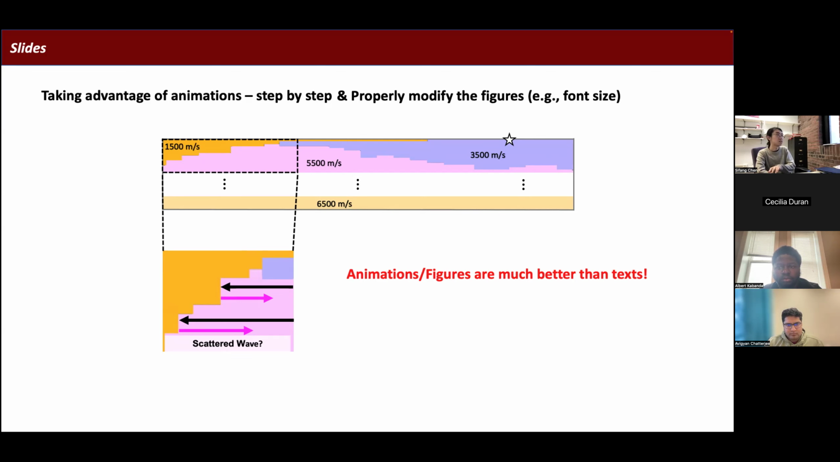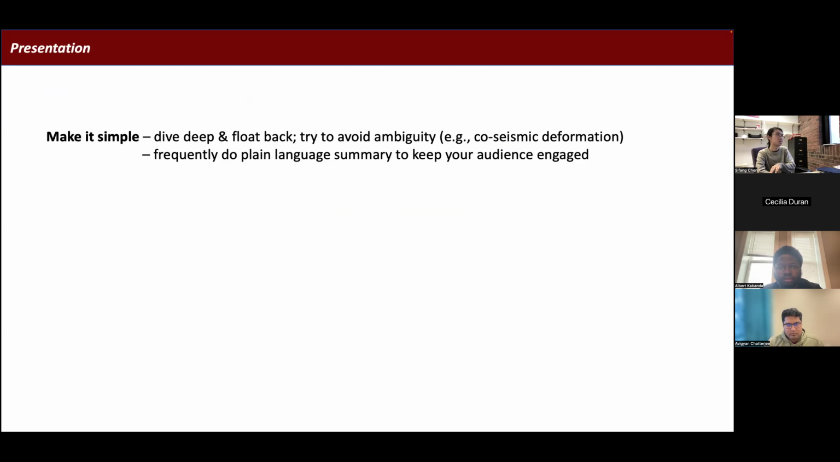And besides the slides, I also want to talk about the presentation itself. So first, try to make it simple. As I've said, we cannot assume all the audience knows the background info and the method of your study very well. So try to dive deep and flow back later, or remember to do that, since at least you can use some plain language summary to help people understand what you are talking about, to help people engage. Also try to avoid ambiguity.